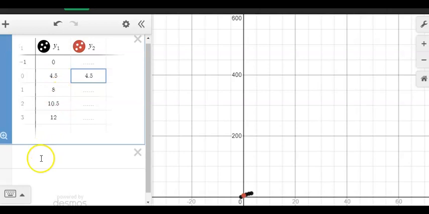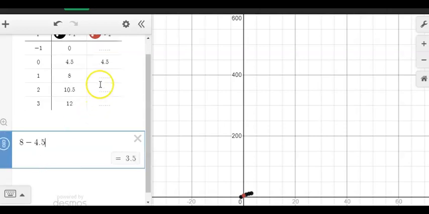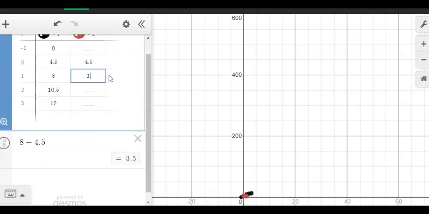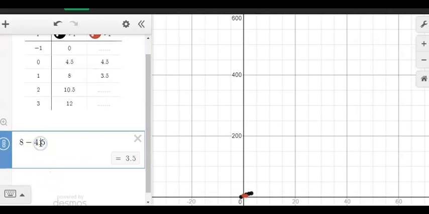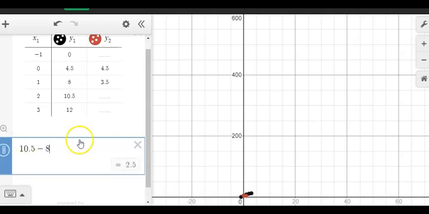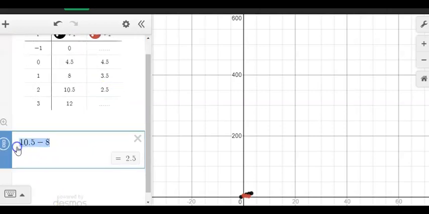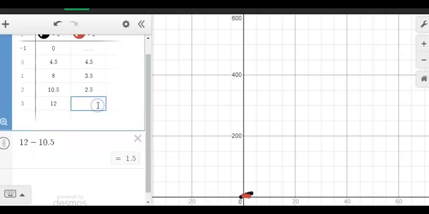But from 4.5 to 8, it is not increasing 4.5. So let's take 8 and subtract 4.5, and you're getting 3.5. So let's put 3.5 here. And then let's do 10.5 minus 8, and that is 2.5. And I'm kind of noticing a pattern here. I bet the next one's 1.5. 12 minus 10.5, and sure enough, it's 1.5.